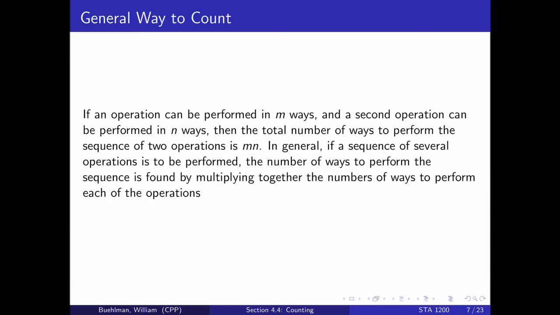If an operation can be performed in m ways and a second operation can be performed in n ways, then the total number of ways to perform a sequence of 2 operations is m times n. In general, if a sequence of several operations is to be performed, the number of ways to perform the sequence is found by multiplying together the number of ways to perform each of the operations. So what this is saying is if we can do something in m ways and n ways, and then a third thing in o ways, the number of ways we can do that is m times n times o, and it just goes on.